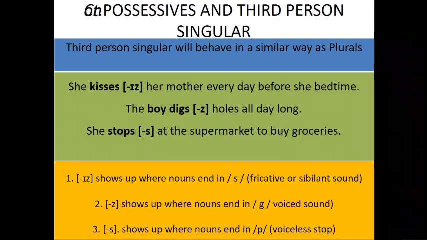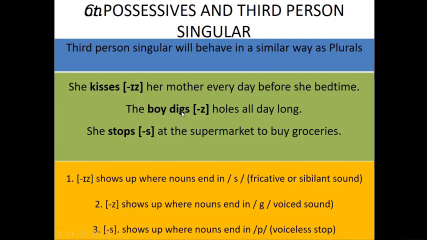Runs, talks, plays, and all of those many other examples. Those are verbs. So you see here, it says nouns, but they are supposed to be verbs. The s shows up where verbs end in a fricative. Kisses, boy digs.